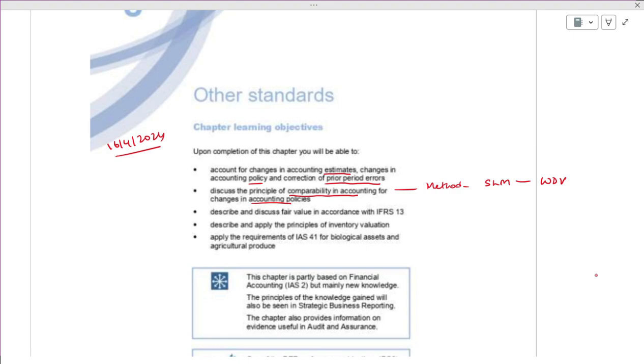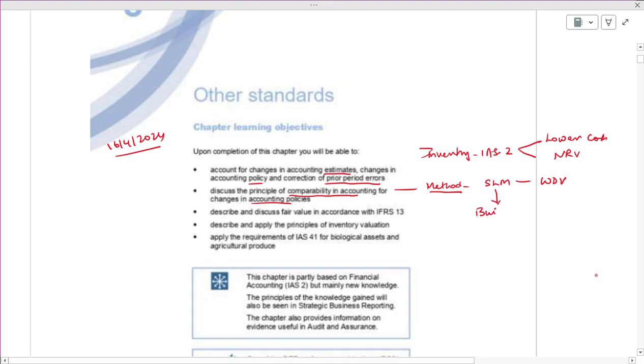Here also, method of depreciation, inventory. Inventory IAS 2. There are two methods: lower of cost or net realizable value. Straight line method, again I am repeating this. We have done in IAS 16. Most of the cases, in case of buildings, we use straight line method.